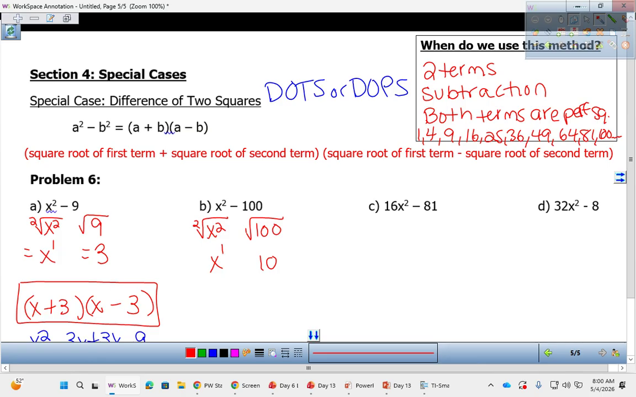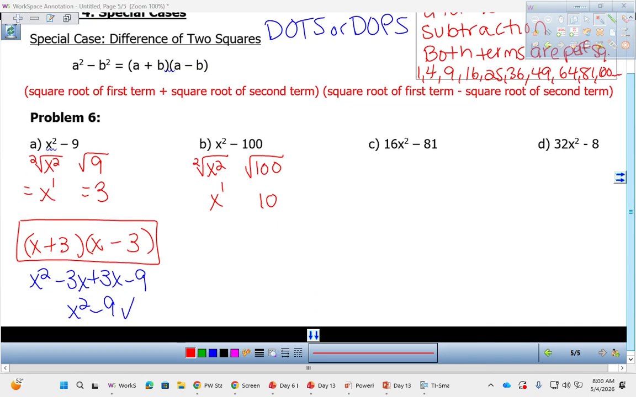So once I have the square root of each of those numbers, they go into my factored form. Factored form always looks the same. It's got 2 sets of parentheses, one with a plus, one with a minus. Doesn't matter which one's which. And then my perfect squares, my x and my 10, just go into both of them.